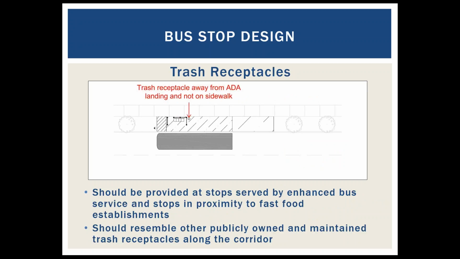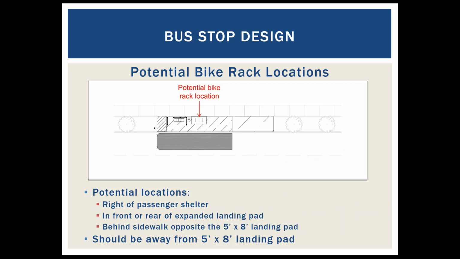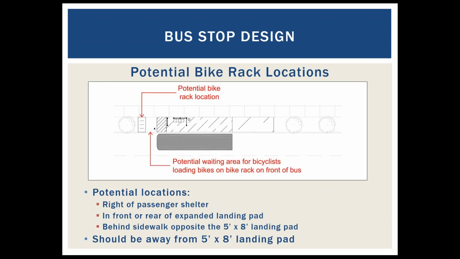Trash receptacles are other things that can be provided. Again, they shouldn't conflict with any of the things that I've described to this point. Potential bike rack locations could be placed in conjunction, particularly with some of your higher use stops. There's a potential location there.